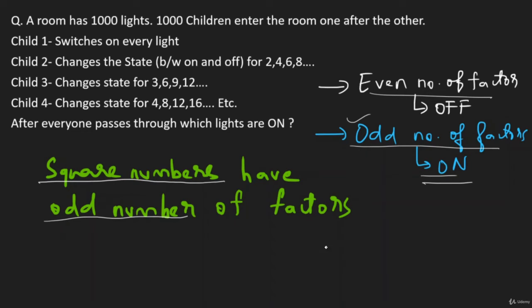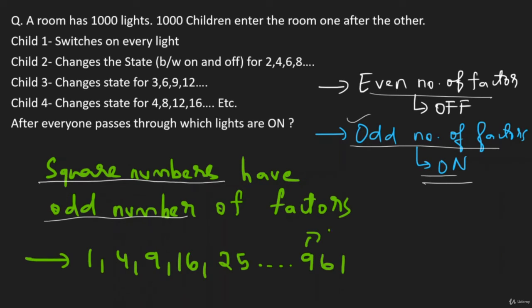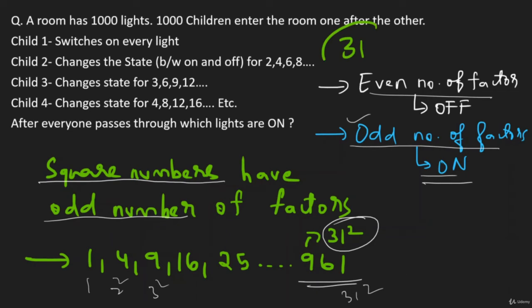So the question is all about finding the square numbers up to 1000, and we know that 1, 4, 9, 16 etc. up to 961, which is equal to 31 square. These are the square numbers up to 1000. We have seen that because 32 square will be greater than 1000, right? So this is 1 square, this is 2 square, this is 3 square, up to 31 square. So you have 1, 2, 3 up to 31 over here. That's 31 numbers.